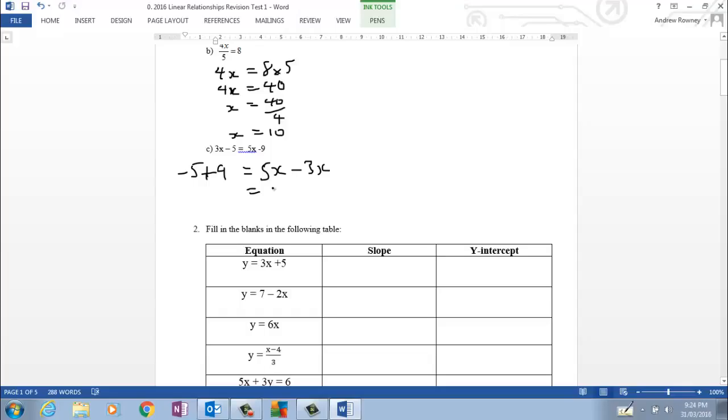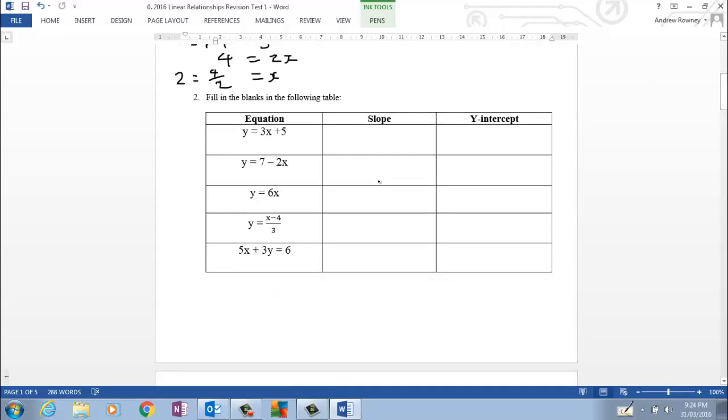Now 5x take 3x is 2x, minus 5 plus 9 is 4. Now the opposite of times 2 is divide 2. So we have 4 divided by 2 is our x value. So x is equal to 2.